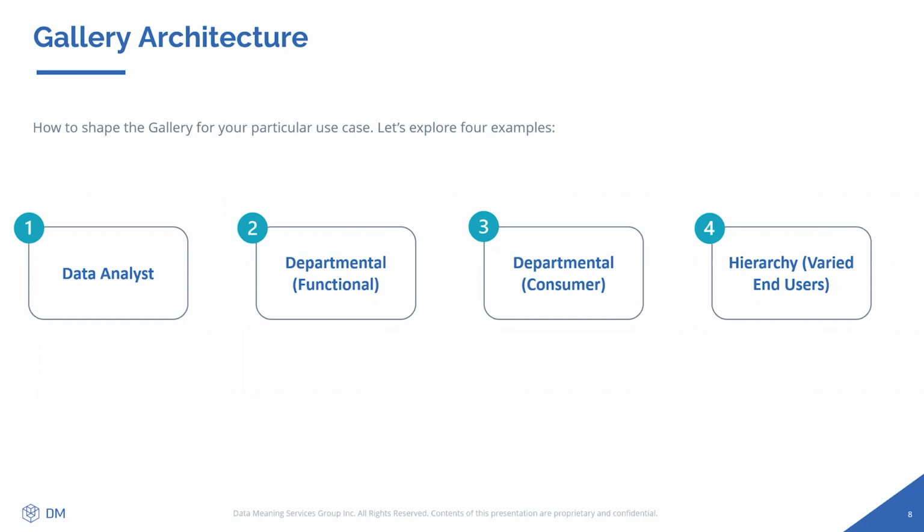We're going to explore four different architectures on how to create a process to develop and publish workflows onto the gallery. The first one, we're going to start off with the data analyst, a really simple one. And then we're going to move up to number 4, which is a little bit more complex, but not that complex. Number 2, departmental function. Number 3, departmental focused on the consumer. And number 4, hierarchy when we have a variety of end users.